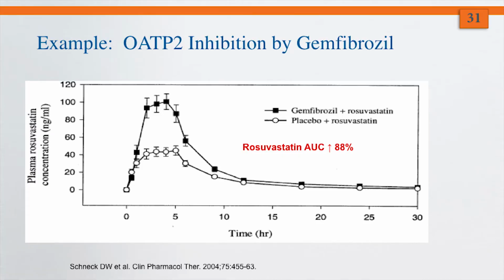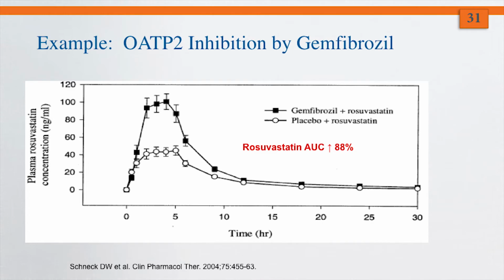This is an example of a drug interaction caused by inhibition of hepatic transport proteins. OATP1B1 and OATP1B3 are inhibited by gemfibrozil. In this example, gemfibrozil was co-administered with rosuvastatin. Rosuvastatin is generally regarded as a sensitive substrate of the OATP transporters in hepatocytes. And you can see gemfibrozil caused nearly 90% increase in exposure of rosuvastatin.